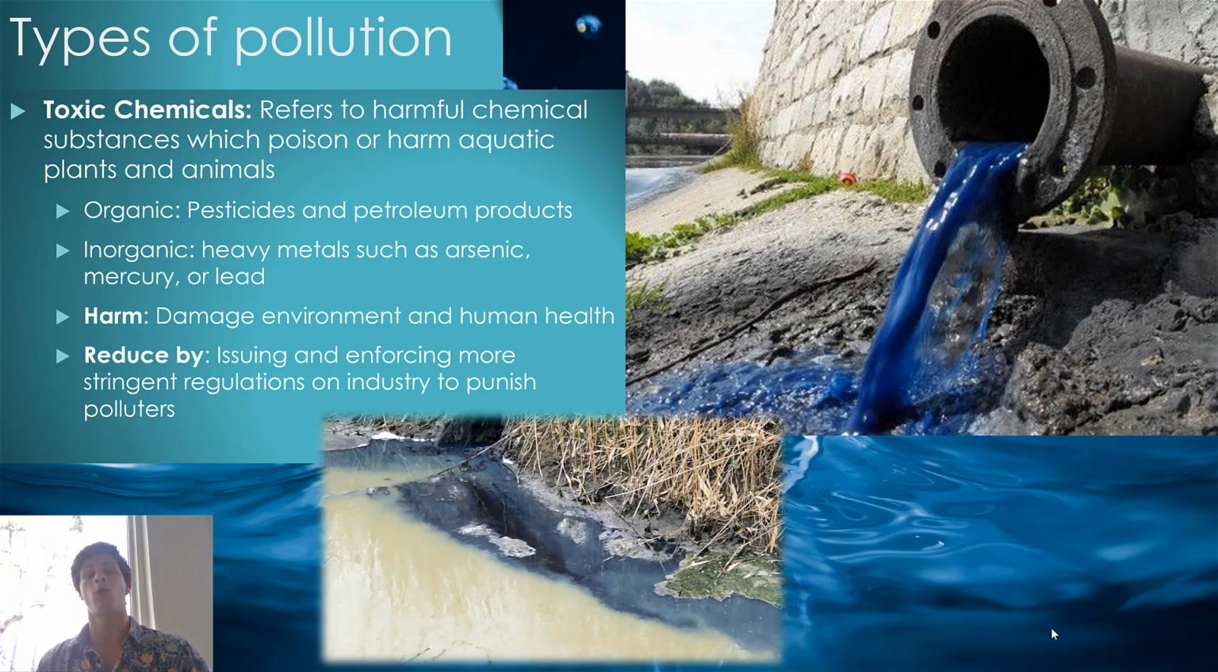We can reduce toxic chemicals by simply issuing and enforcing more stringent regulations on industry to punish polluters. It's a point to note that toxic chemicals are usually a point source pollution, not a non-point source pollution. So generally, we have cracked down on toxic chemical pollution in developed nations, particularly in the United States, and it is very easy to identify the source of different pollutants, and so we can regulate industry and punish these different polluters.